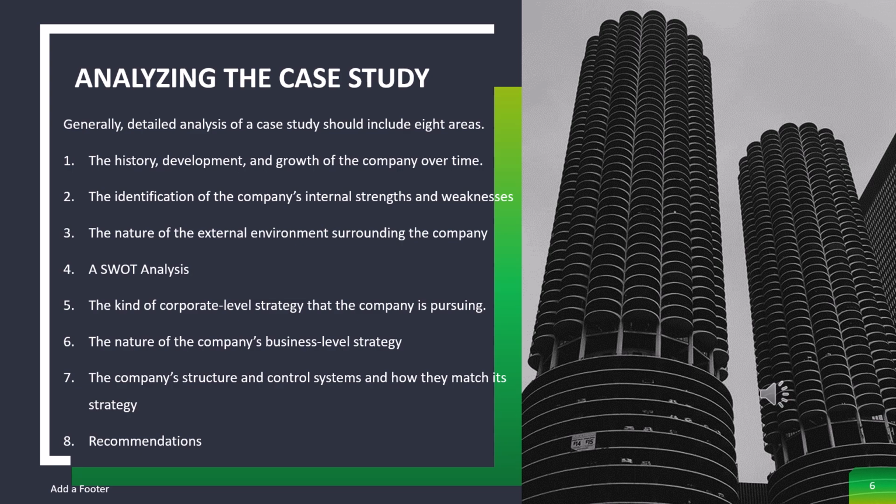Next is the structure and control systems. Examining the company's organizational structure and control system helps assess alignment with its strategy. It considers factors such as decision-making processes, hierarchy, and the performance measurement system.